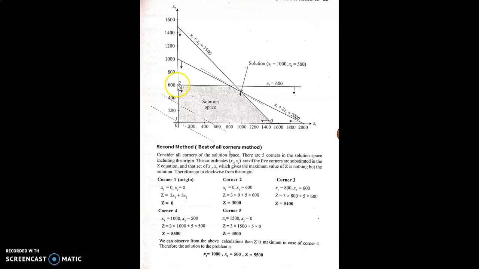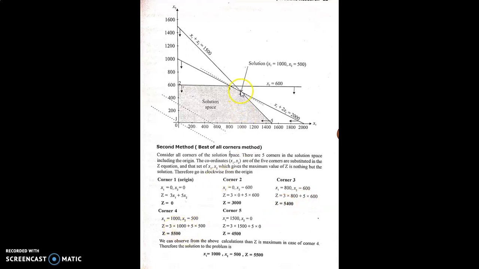Next we move to corner number 2. Here x1 is 0 because it is exactly on the x2 axis, the y coordinate, so the x2 value is 600. x1 is 0, x2 is 600. Put it in the equation 3x1 plus 5x2. This is 0, and 5 into 600 is 3000. Next, move on to the third point. Here x1 is 800 and x2 is 600. Again put it in the main equation, that is maximizing z. After multiplying and adding, you will get 5400.